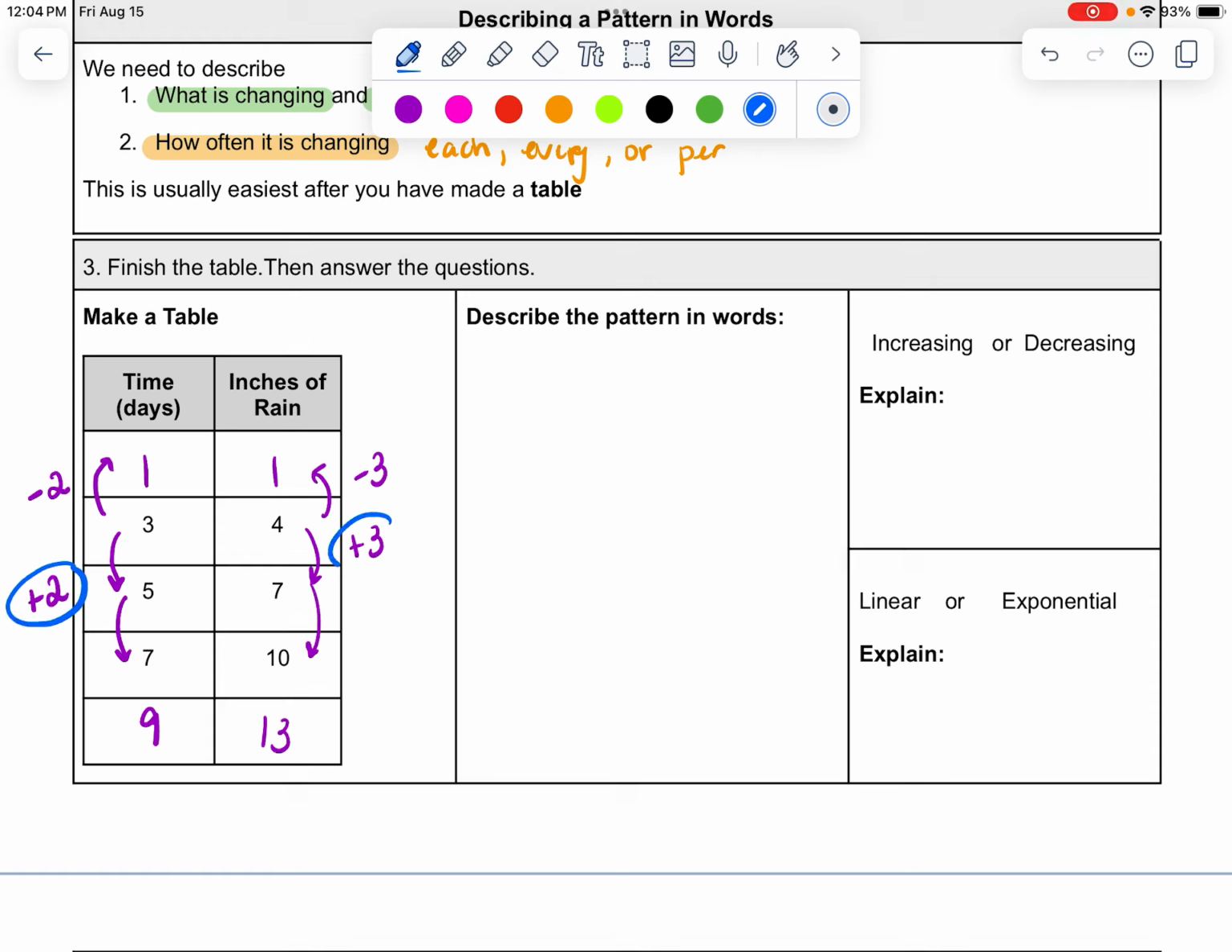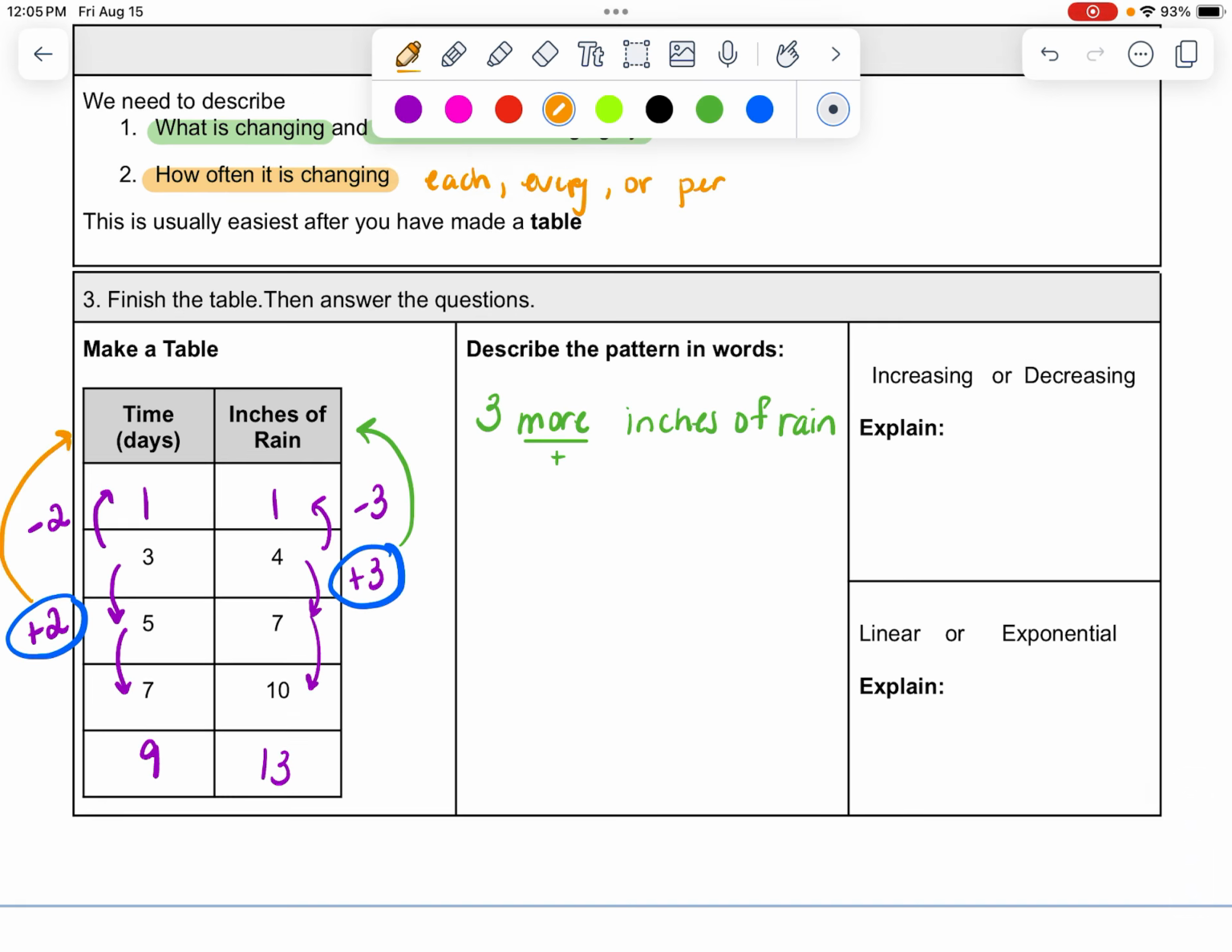So this +2 and this +3 are numbers that are going to really help us here. Let's start with what's changing and how much. It's +3, and it's the inches of rain. So we would say 3 more inches of rain, because the operation was plus. And then we need to describe how often. So +2 is the days, so we would say every 2 days. Now you'll notice I'm using the word each or every or per here because that's the input.